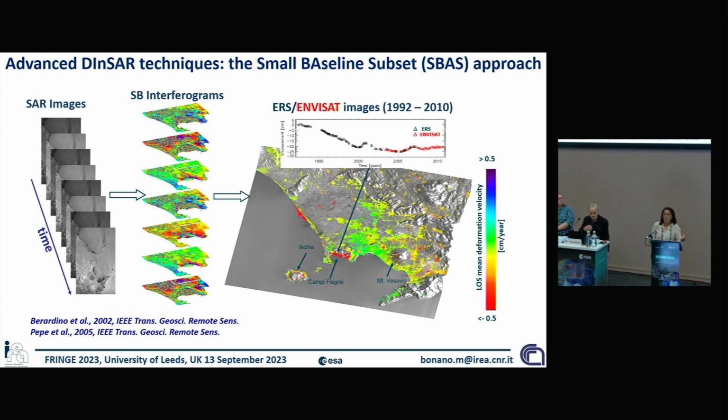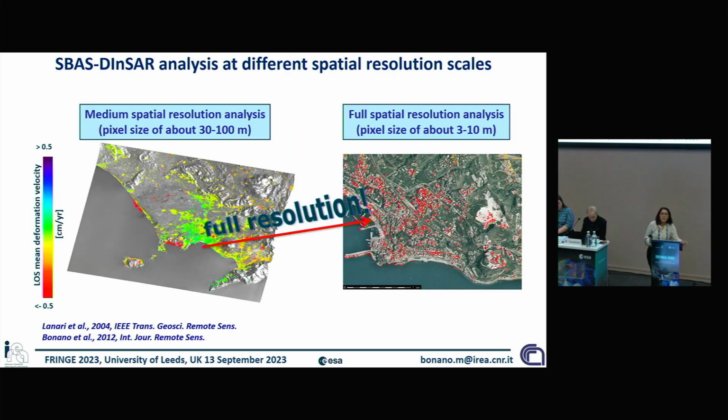a large number of small baseline interferograms, small in time and space. They are combined together and inverted in order to get two main products: the mean deformation velocity maps and, for each single coherent pixel, the deformation time series. But one key point of this SBAS approach, which is the core of my presentation, is the fact that it can be applied at two different spatial resolutions: the medium spatial resolution and the full spatial resolution, which exploit multi-look and full resolution DInSAR stacks, respectively.